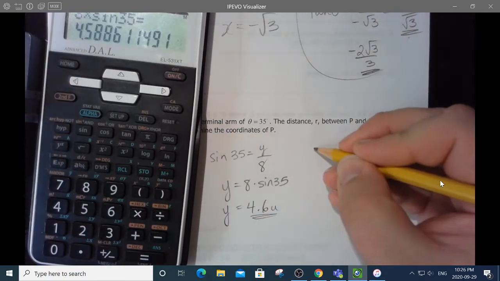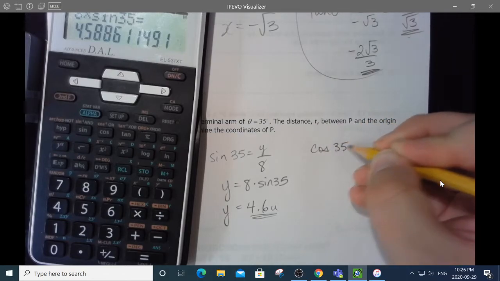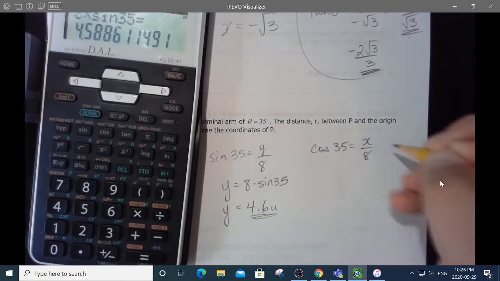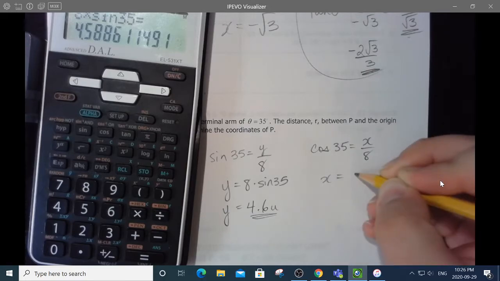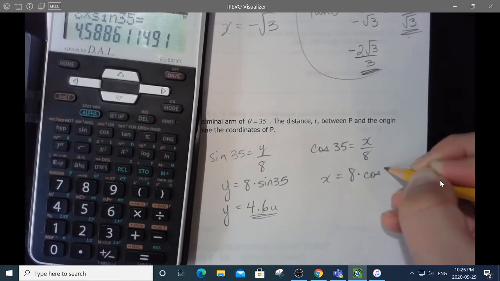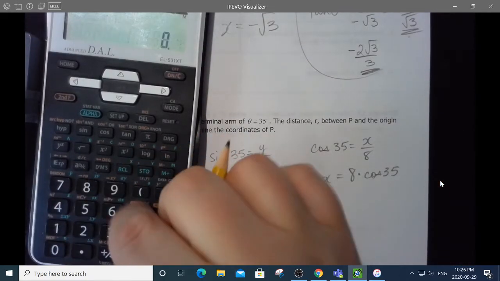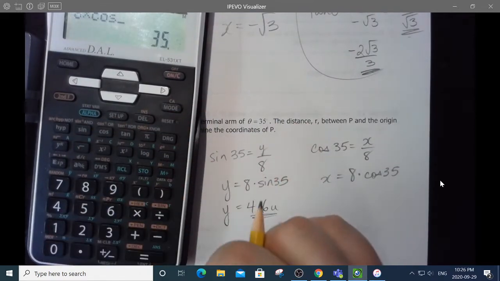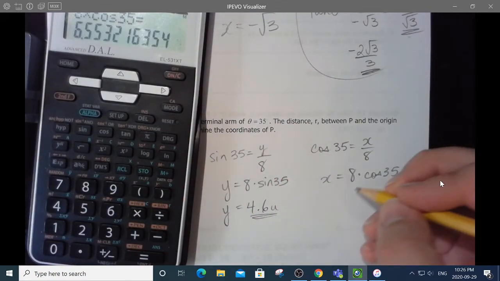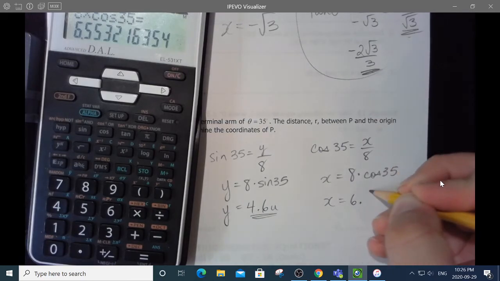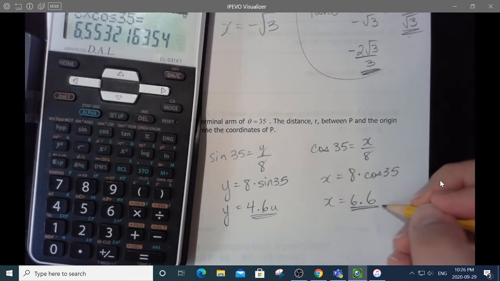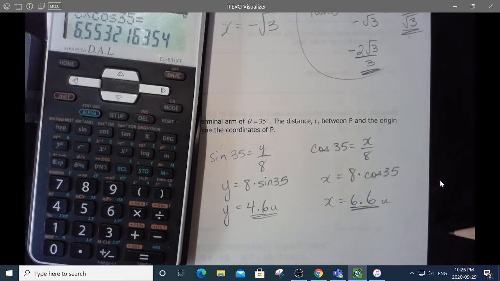We need to know then that the cosine of 35 is equal to x over 8. Same algebra, different trig function. 8 times cos 35 is 6.6. Units, you don't have to write that. If it doesn't give you a unit, I don't really care about it.